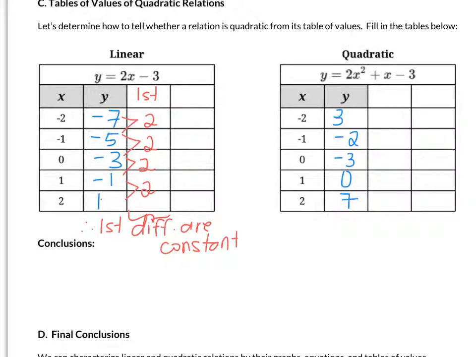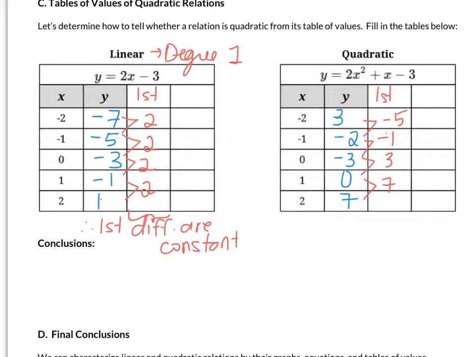And we know linear functions have a degree of 1. So degree of 1 and the first differences are constant. So let's see what happens when we look at our quadratic function. If we do the same thing for the first differences, 7 minus 0 is 7, 0 minus -3 is 3, -3 minus -2 is -1, and -2 minus 3 is -5. So we can see that the first differences are not constant.